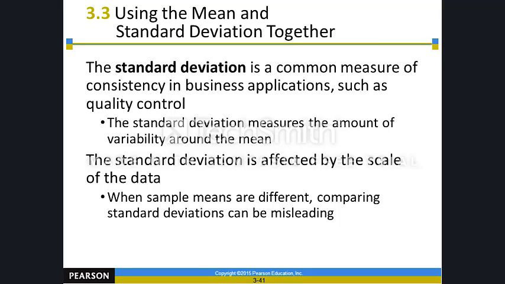So now the next thing we want to look at is 3.3, which talks about how we use the mean and the standard deviation together. Now, we've looked at how to calculate your mean and how to calculate standard deviation. The next step is we want to use them together. Standard deviation is basically a common measure of consistency in business applications, right? But standard deviation will vary. The standard deviation is basically affected by the size of the mean. So you could have different mean sizes, but maybe the same standard deviation. So when sample means are different, comparing standard deviations is a little bit misleading.